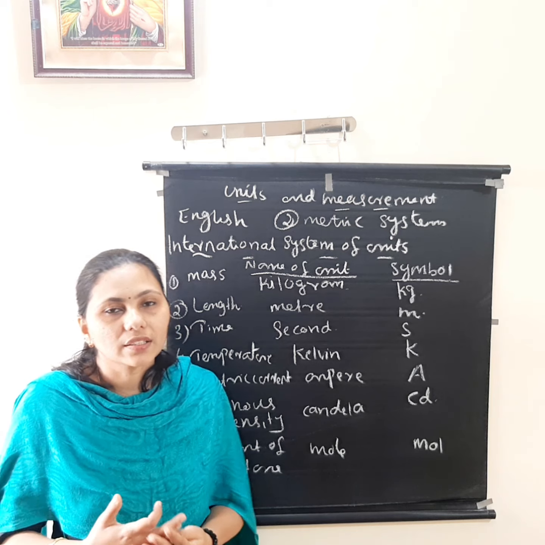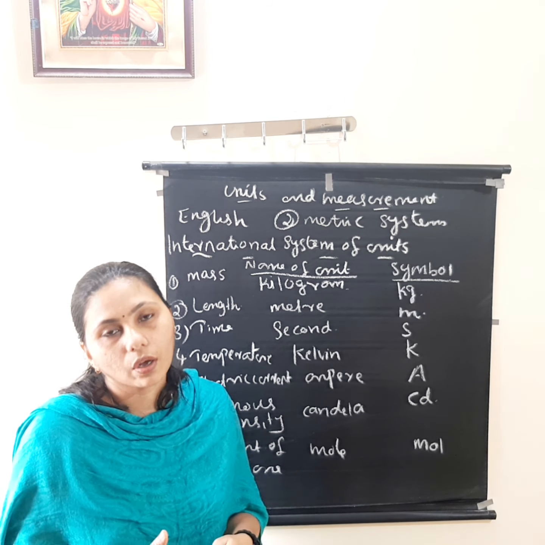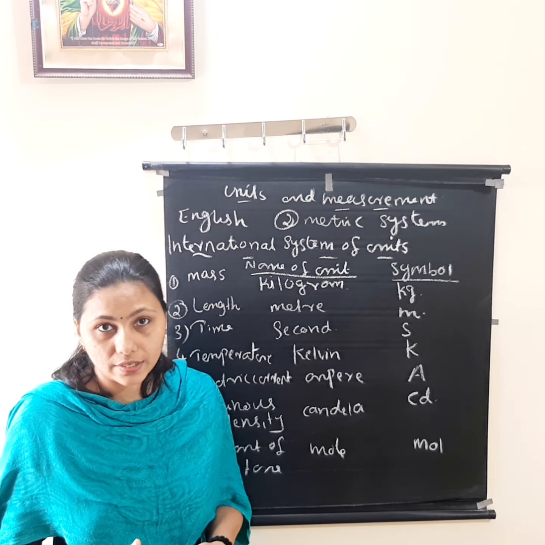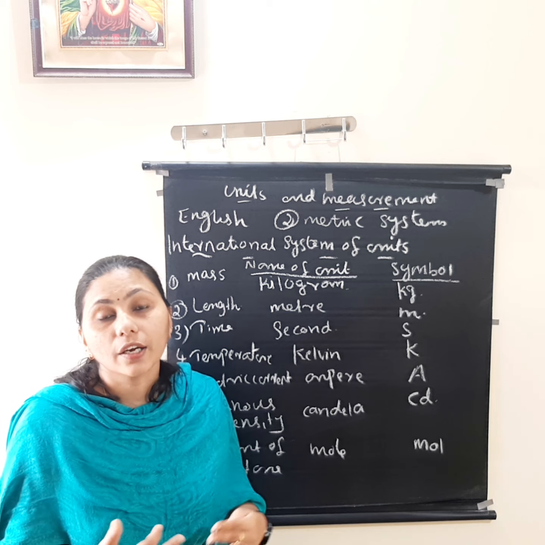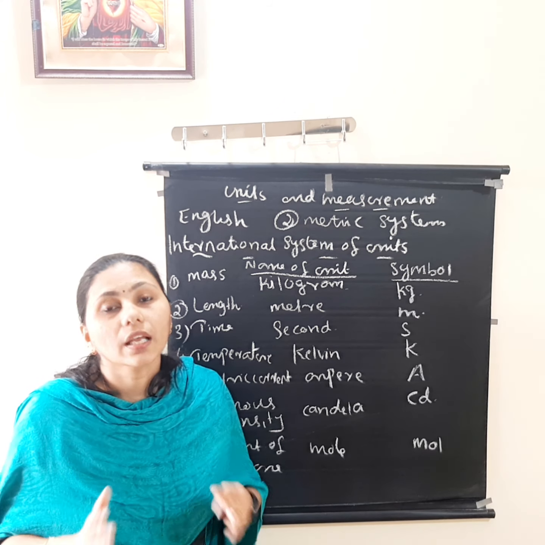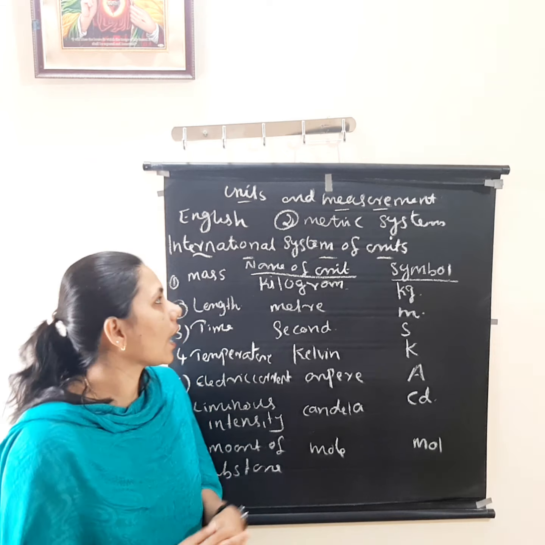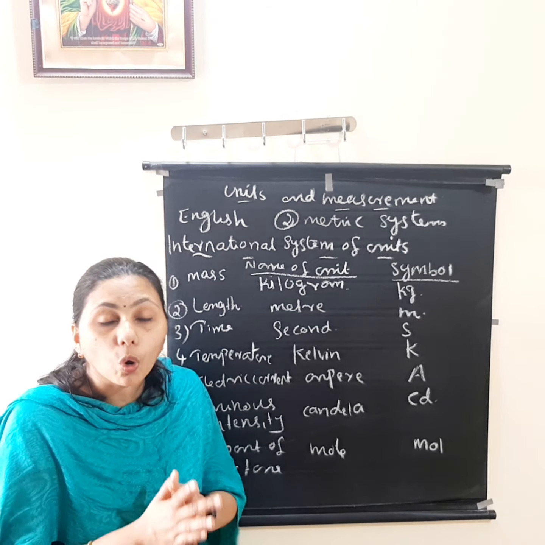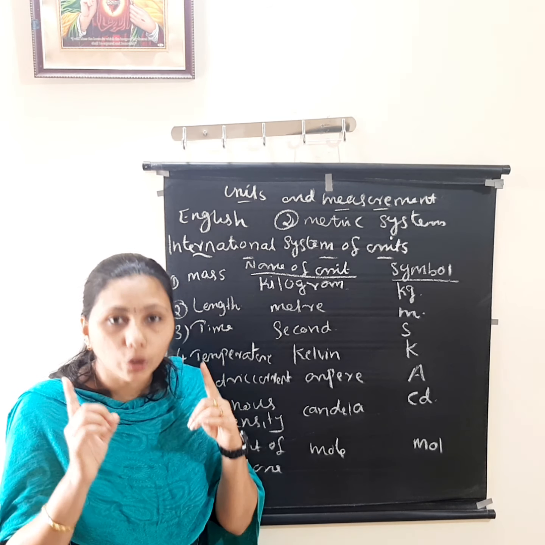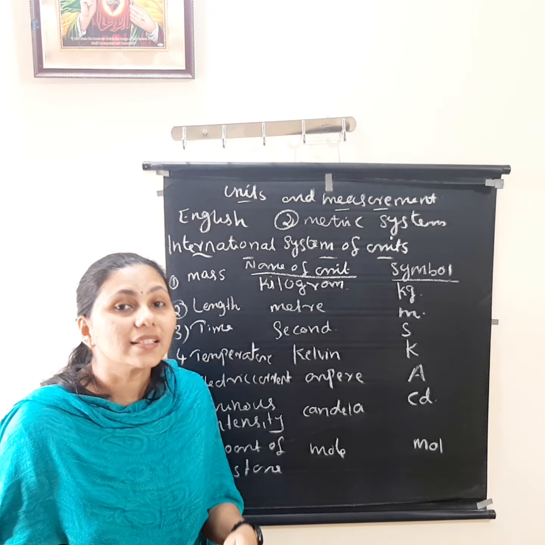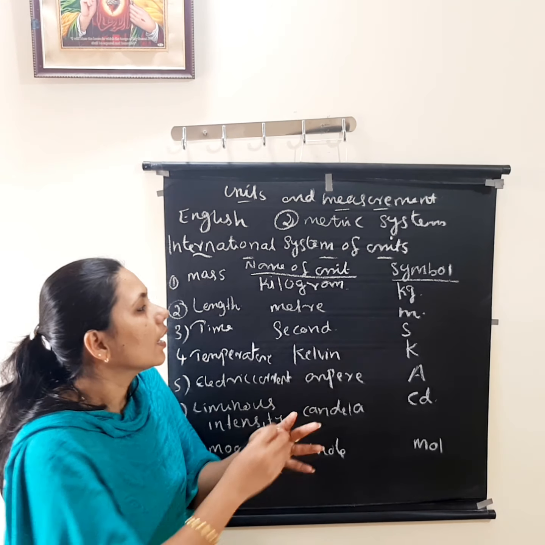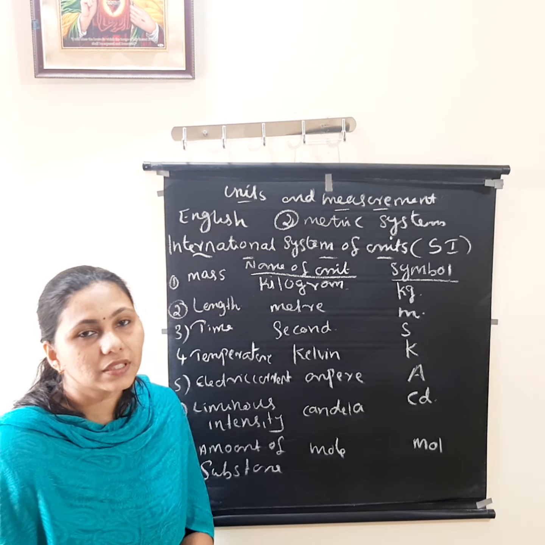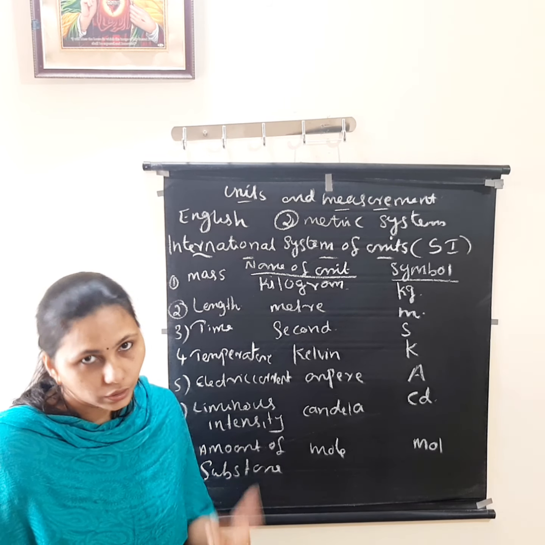But after that, around the 1960s, scientists started thinking about a common standard unit to represent the physical quantities, and they named it the International System of Units. That means it is accepted all over the world. Only one common system is there now. That is the International System of Units, and it is represented by SI.